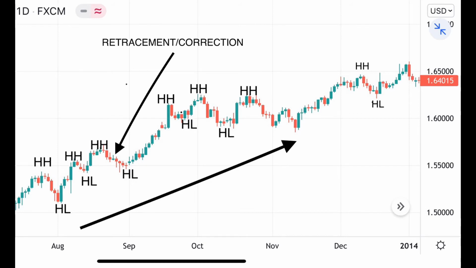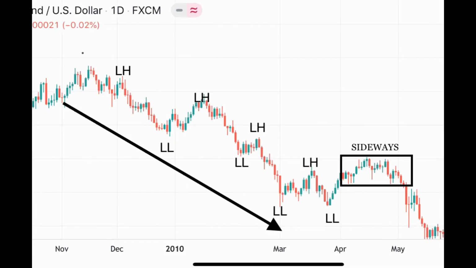But in all, you should look to trade in the direction of a trend so that it can be more profitable for you. So the next slide is the downtrend. Just by looking at it, you can see that the market is moving down, as indicated by the arrow. And here we are saying the market is making a series of lows. So lower high, lower low, lower high, lower low.